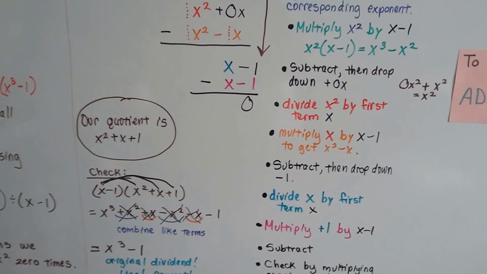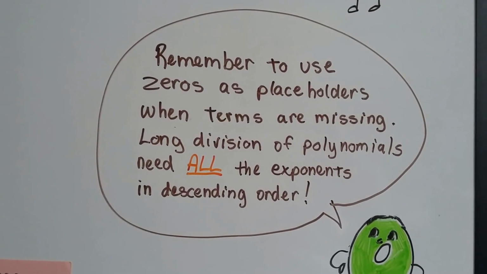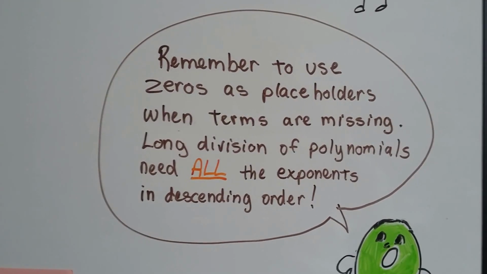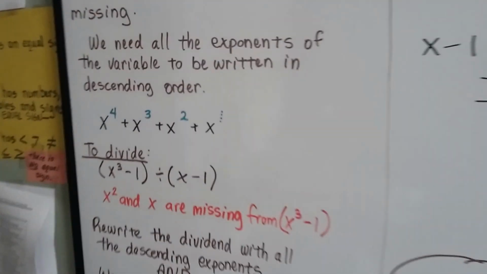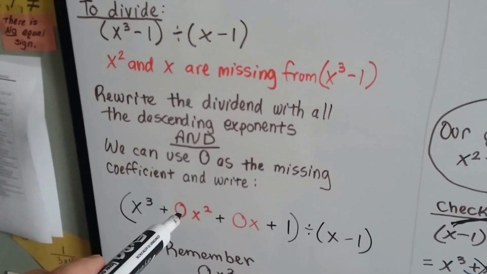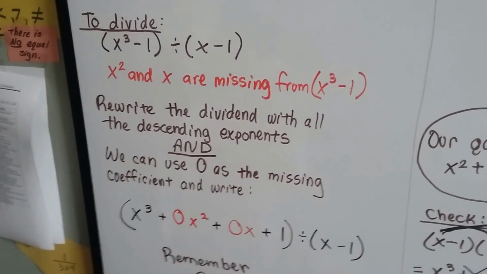So just take it step by step. The most important thing that you should remember from this is remember to use zeros as placeholders when terms are missing. Long division of polynomials need all the exponents in descending order. So if you see it where there are some exponents missing, you need to fill them in with a 0 coefficient like this, so you have 3, 2, 1, okay?